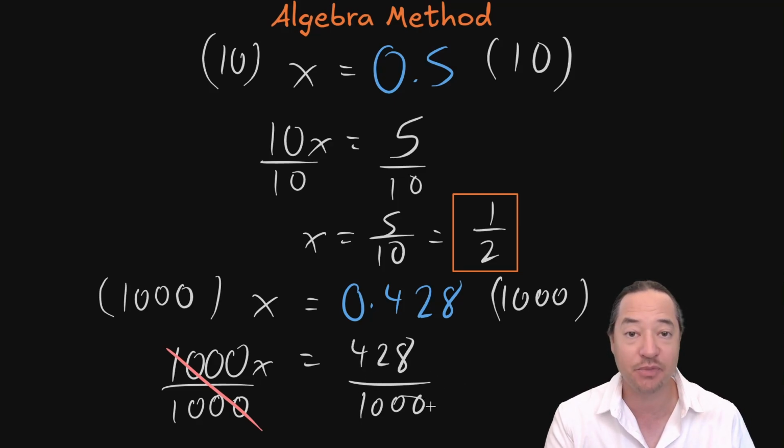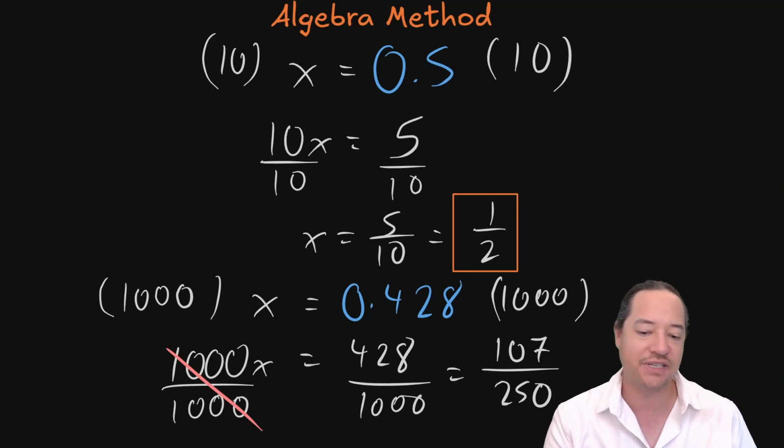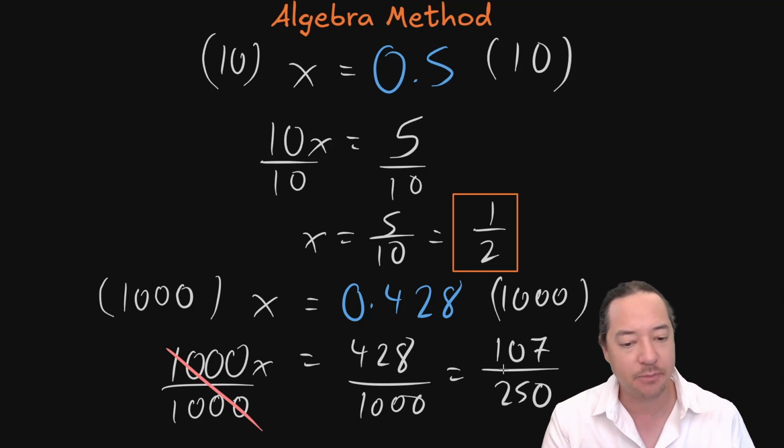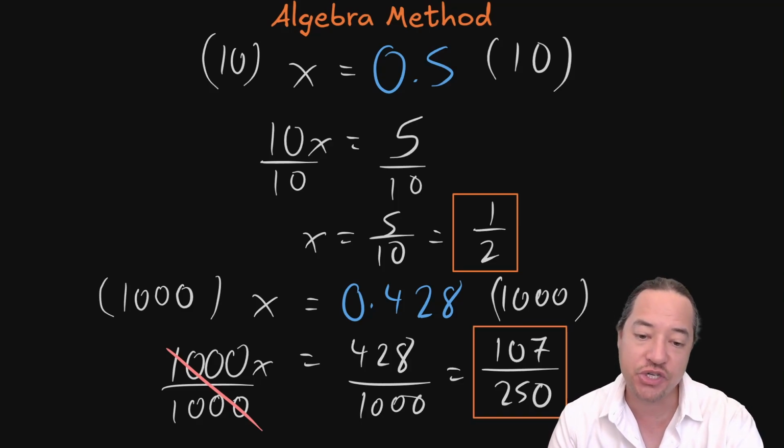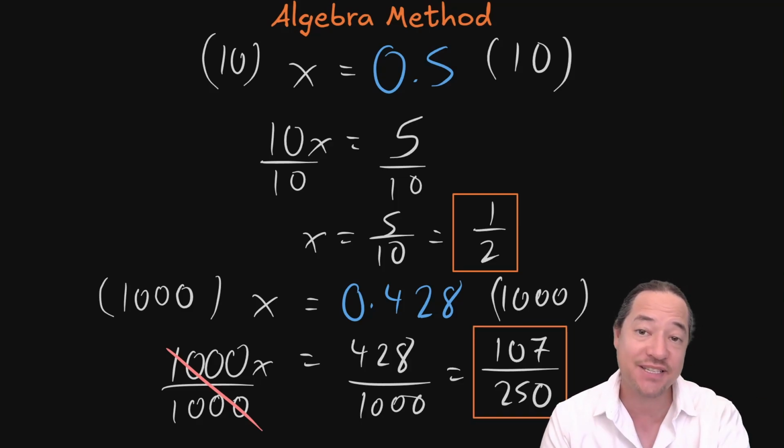And you could probably simplify this as well. I believe if you simplify this, what are we going to get? We're going to get 107 over 250. So we can divide the top and bottom by 4. So this is going to be the simplified version here of 0.428 as a fraction using the algebra method.